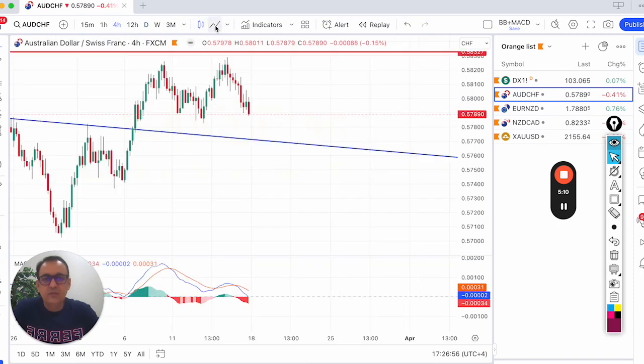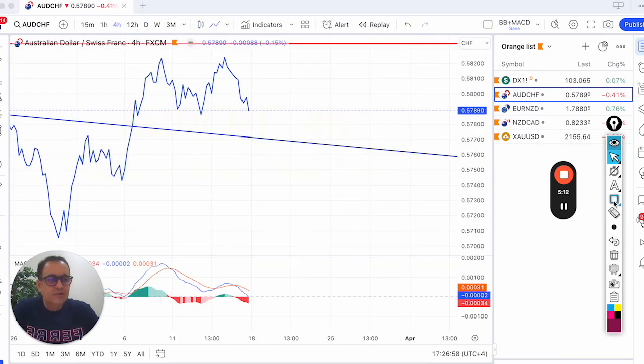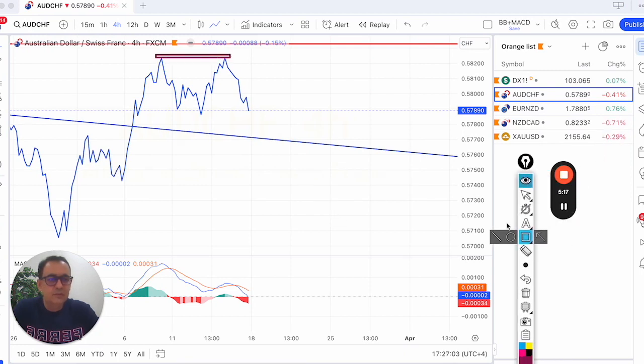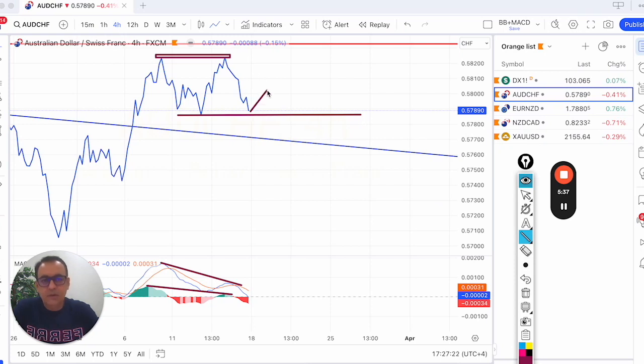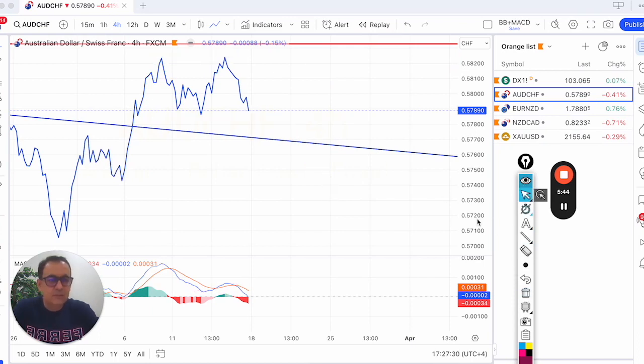Let's see how 4 hourly is behaving. Now 4 hourly chart has formed double top with bearish divergence. So here we have double top formation with regular bearish divergence being formed on MACD histogram and MACD lines both. So it's double bearish. So once the sellers break below this major support level, we can expect further continuation to the downside. So AUD franc in the short term looks bearish to me.